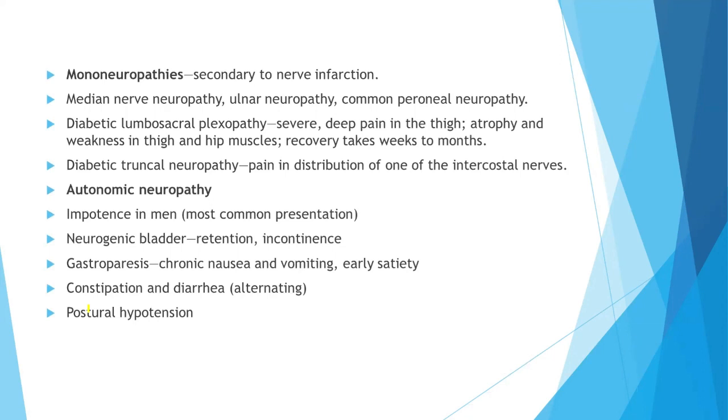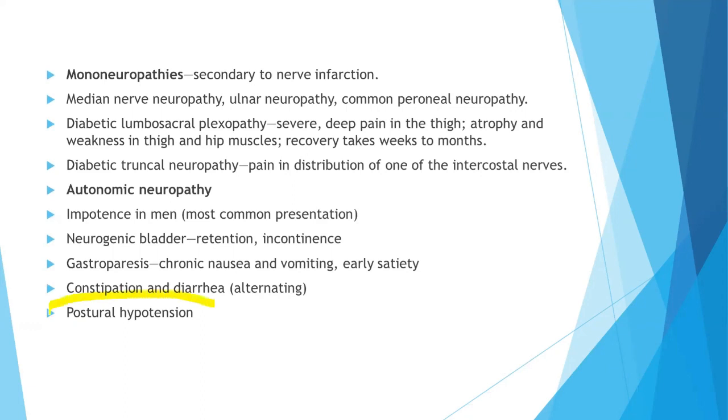And the last one is the autonomic neuropathy, in which there is impotence in men, and it also causes neurogenic bladder, causing retention or incontinence. There is gastroparesis, which causes chronic nausea and vomiting, and early satiety. And there is alternating constipation and diarrhea, and there is postural hypotension too. The postural hypotension is due to autonomic neuropathy.